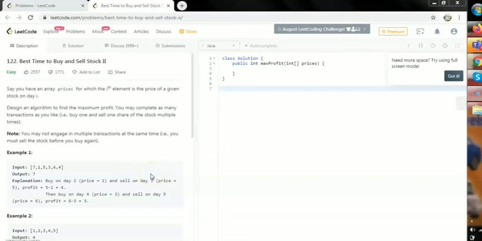So today I am going to describe one LeetCode problem, problem 122, Best Time to Buy and Sell Stock II. This is quite a common problem asked during your coding round.